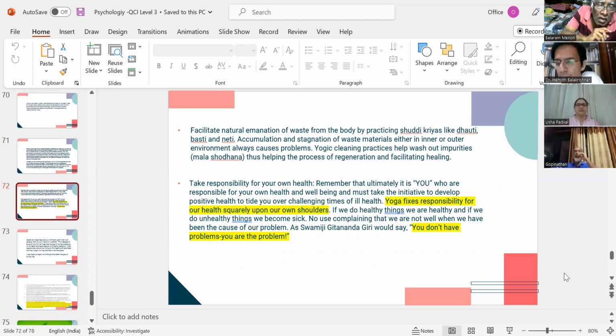Facilitate natural emanation of waste from the body by practicing Shuddhi Kriya, Dauti, Basti, Neti. Accumulation and stagnation of waste material is one of the reasons.